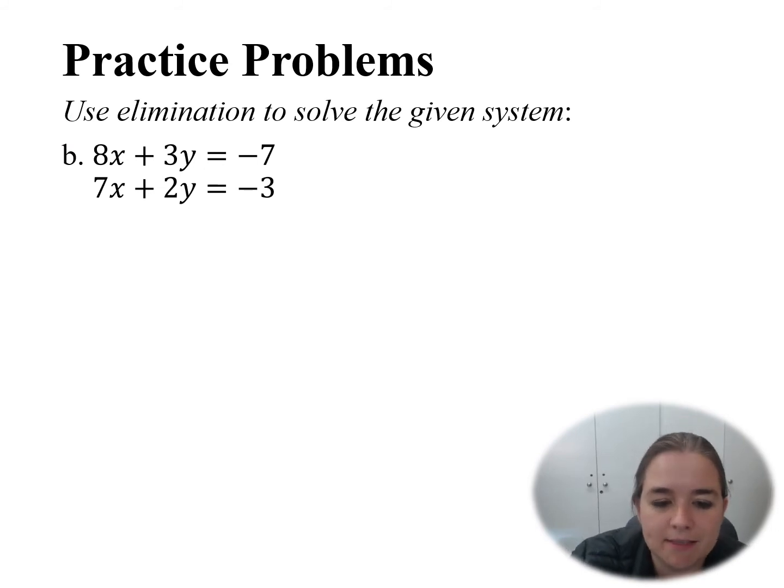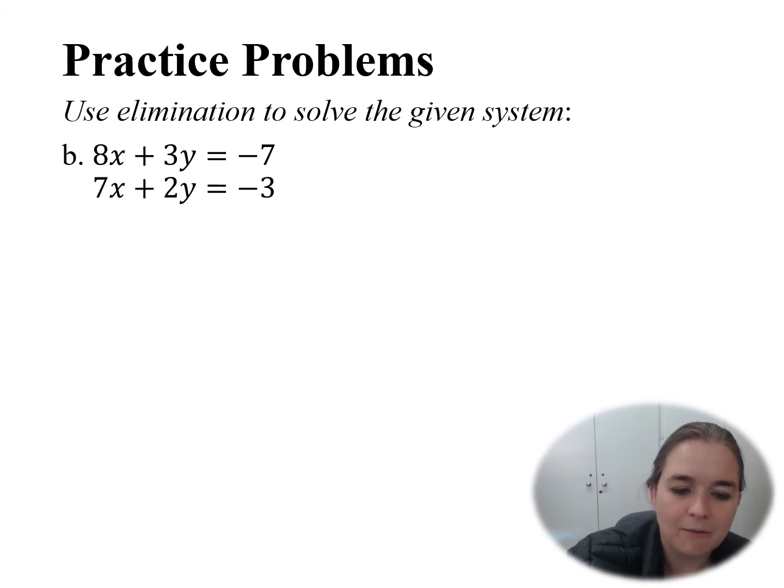If I look at this system here, I have positives on my x's and y's, and I have numbers that are not the same. So I'm going to need to do something to both equations in order to get things to cancel out here. If I look at my x's, I can find my common multiple between 7 and 8, or I can look at my y's and find a common multiple. My common multiple between 3 and 2 is 6, and that's a smaller number, so I'm going to stick with that one. I want to have 6y and a negative 6y.